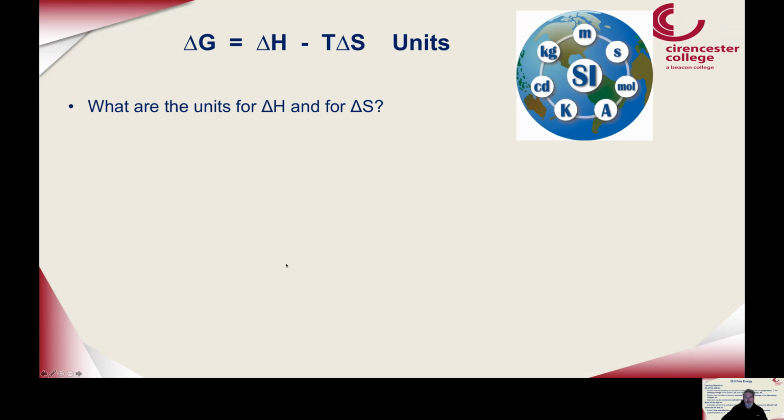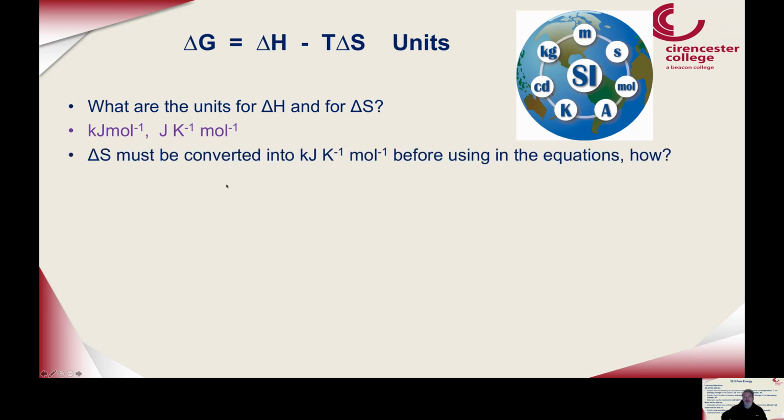So we can have a look at the units and see how those come together. The units of delta H are kilojoules per mole, as I mentioned earlier. The units for delta S are joules per Kelvin. So we need to make sure that we convert delta S into kilojoules per Kelvin per mole. How would we do that? Well, we need to divide by 1,000. So the delta S section of the equation is always going to be pretty small compared to the enthalpy.